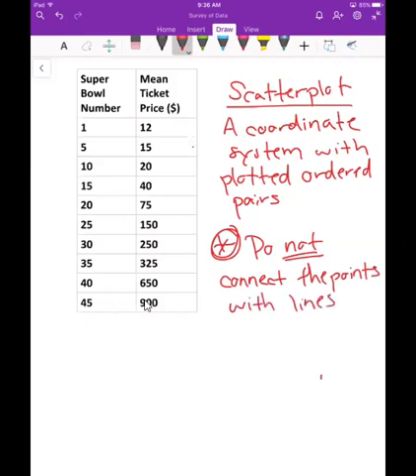We only want to see those coordinate points. We are not going to connect them with a line, okay? It's going to be very important as you look at the scatter plots in this section. Okay, so let's create a scatter plot with this data.